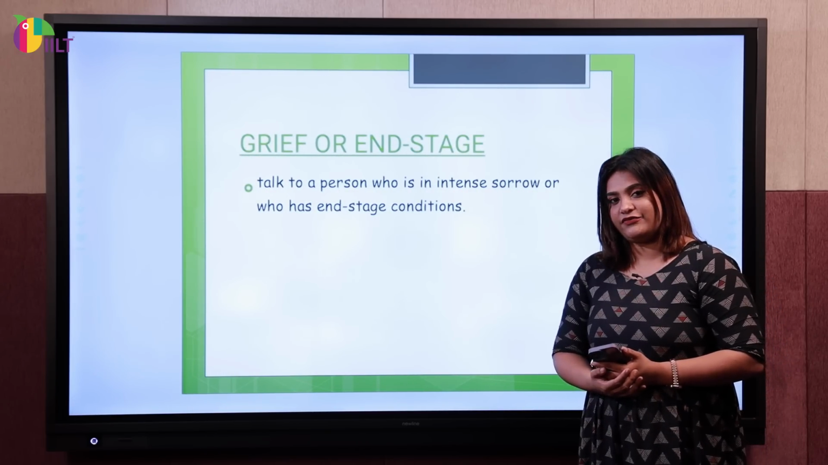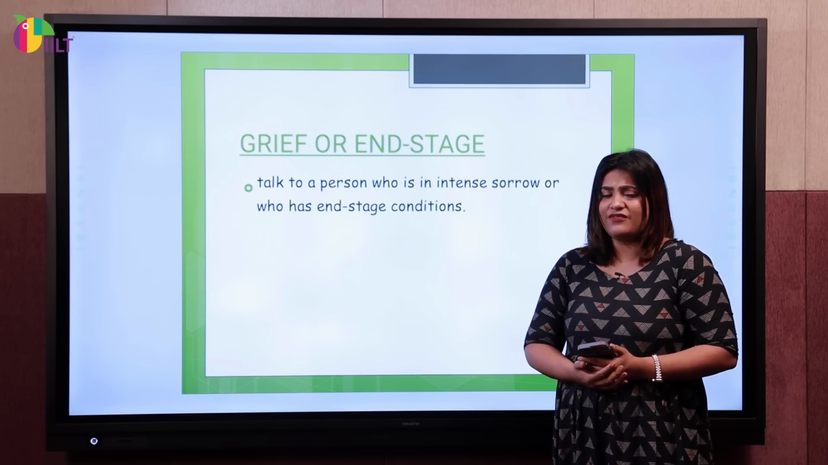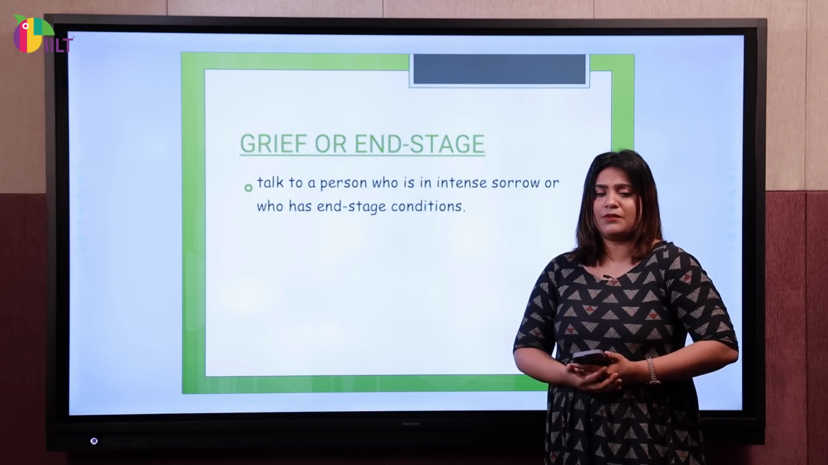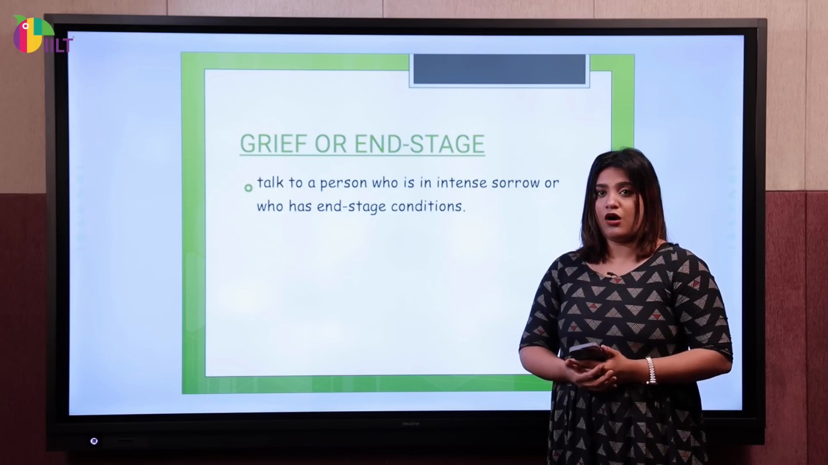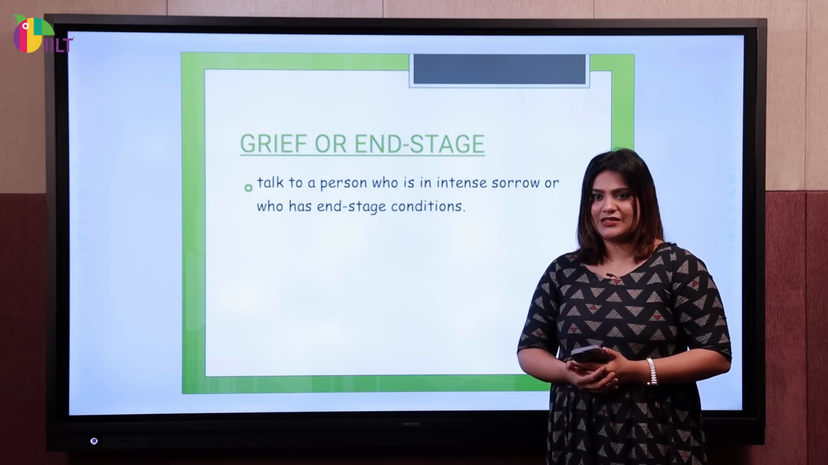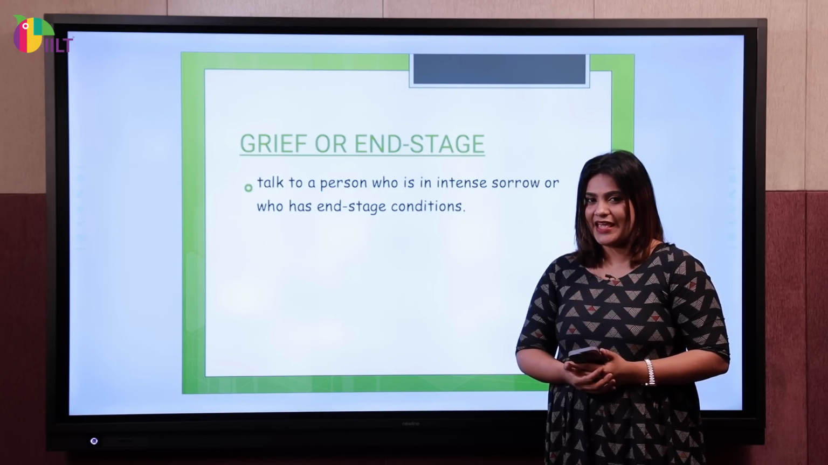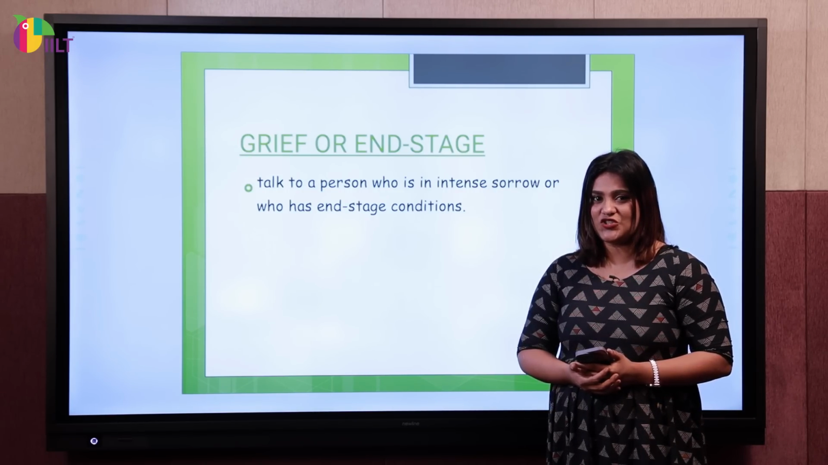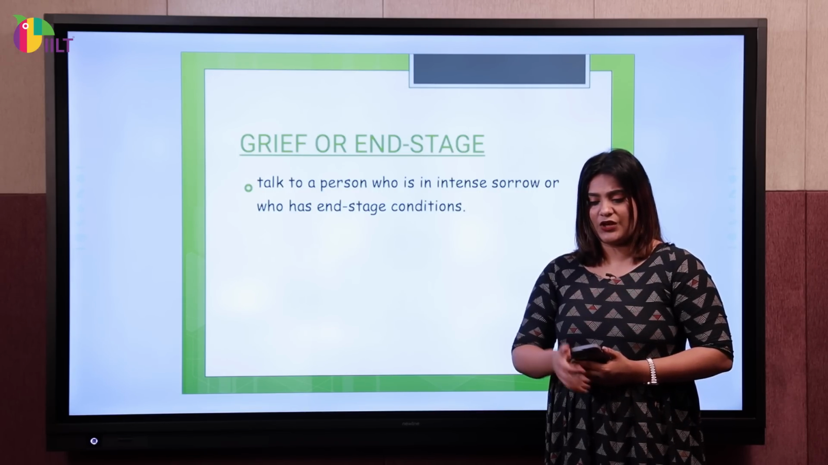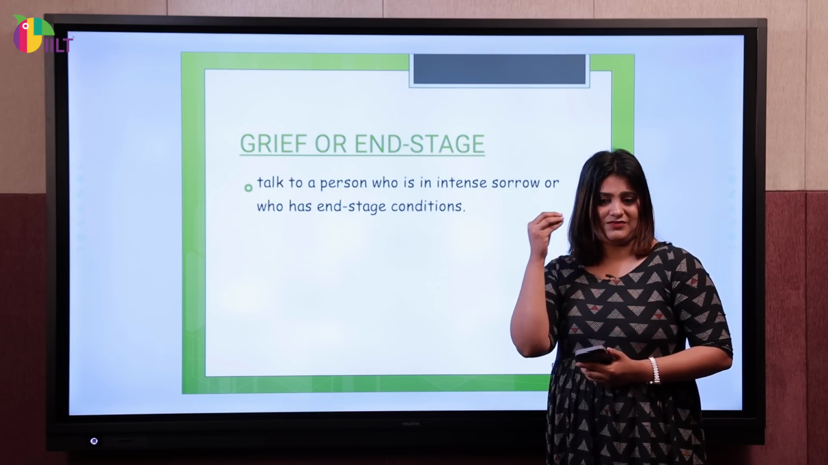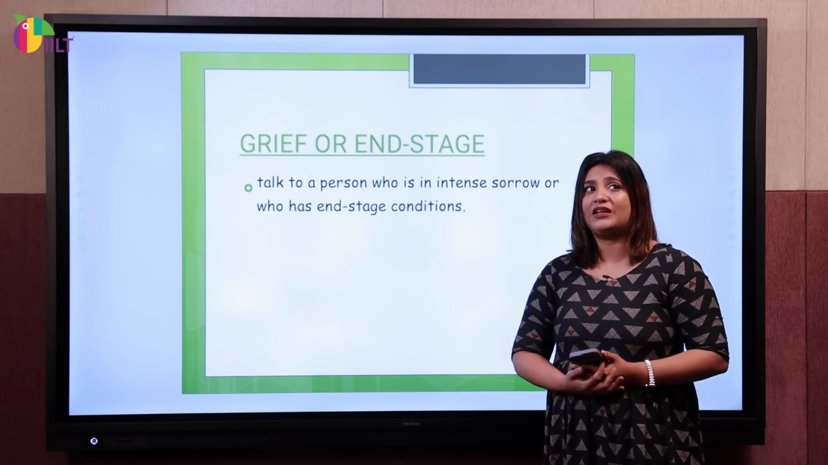It's kind of like a difficult cue card. I won't say very difficult, but still I see many students finding it really difficult to deal with grief or end stage patients, because they wonder, what can I say here? How can I talk to this patient, or how can I deal with a patient who is grieving, or how can I talk to a patient who is in an end stage condition? What will I say there?